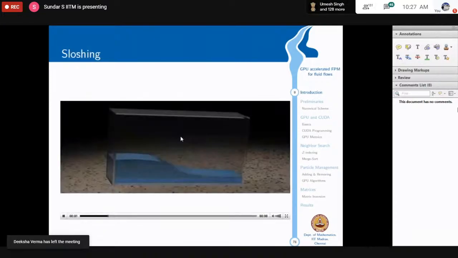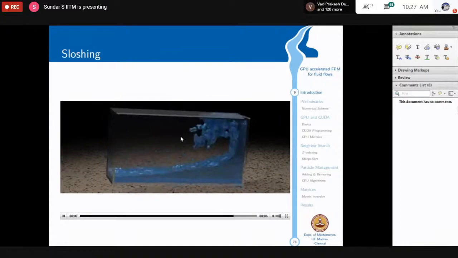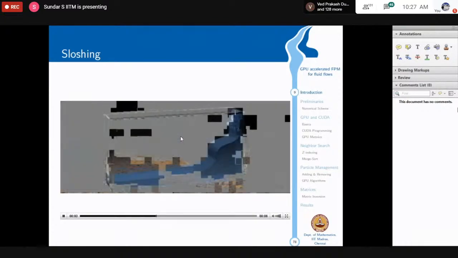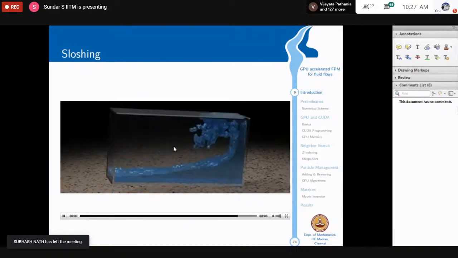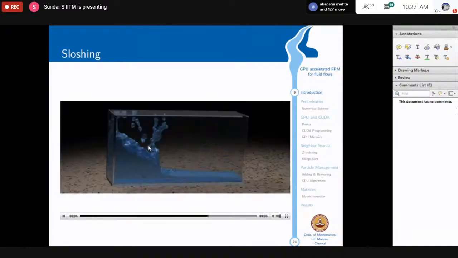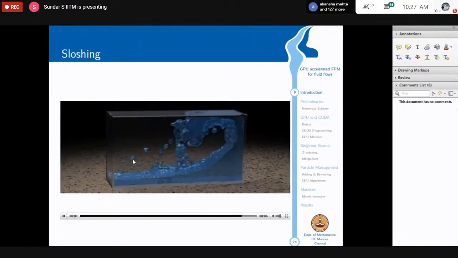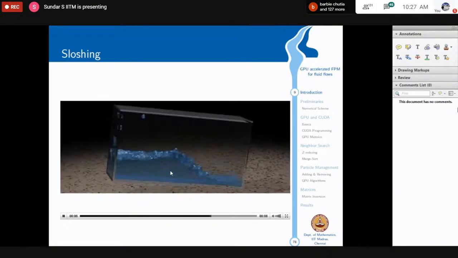And another is the sloshing problem, which is what you just see in this simulation. It's a result of our simulation. The sloshing problem is very important for designing the petrol tank in cars. It's a free surface flow problem. All your problems, for example, flood flow, is a free surface flow.